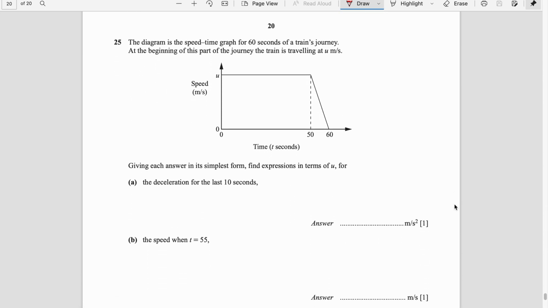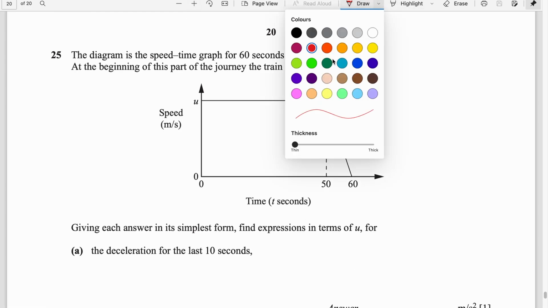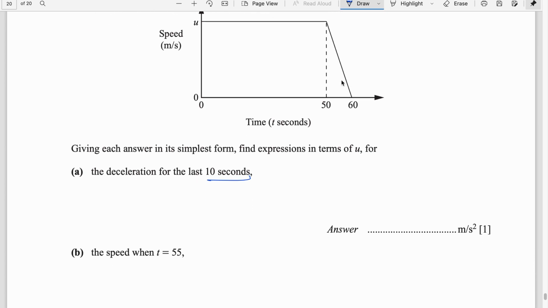Question number 25. The diagram is a speed time graph of 60 seconds of a train's journey. At the beginning of this part of the journey, the train travels at u meters per second. Giving each answer in its simplest form, find the expression in terms of u for the deceleration of the last 10 seconds. The gradient will give you the acceleration. y2 minus y1 over x2 minus x1 is negative u by 10, and deceleration would be u by 10.